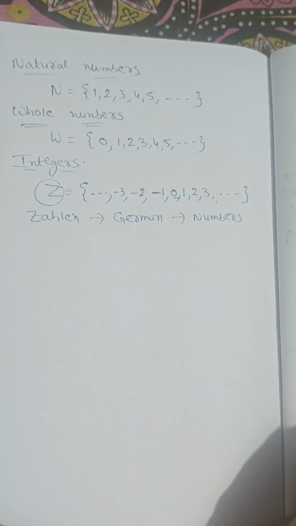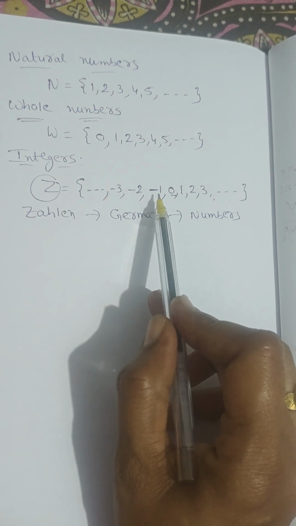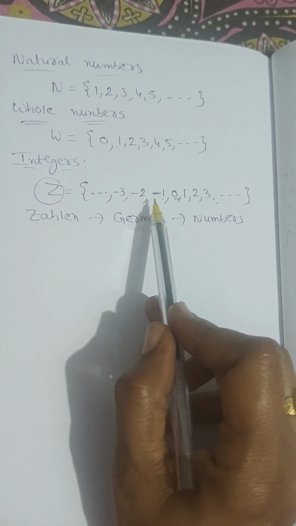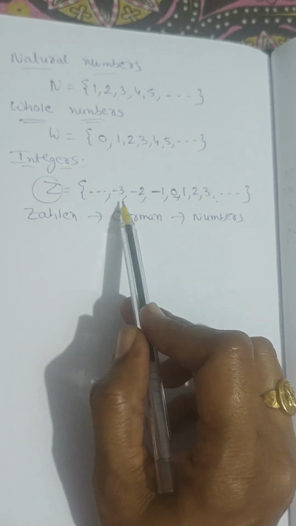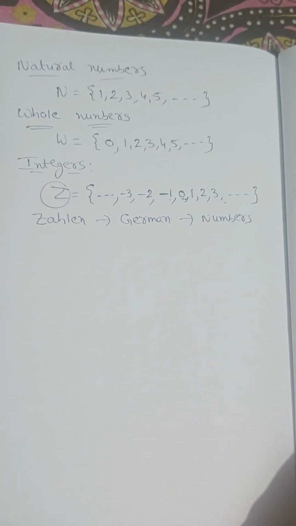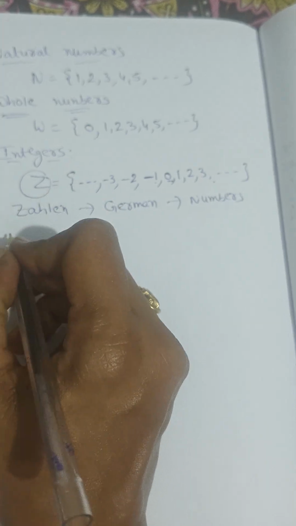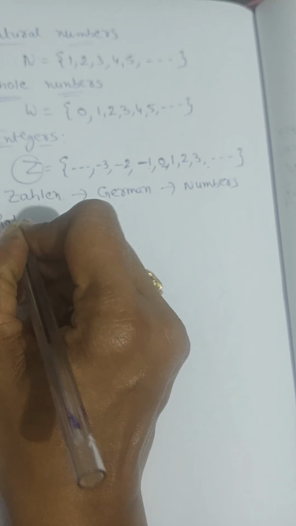If you come to negative numbers, what is the biggest negative number here? Biggest negative integer? -1. -1 is biggest among all. What is the smallest negative integer? We cannot say. Okay, children? Next, rational numbers.